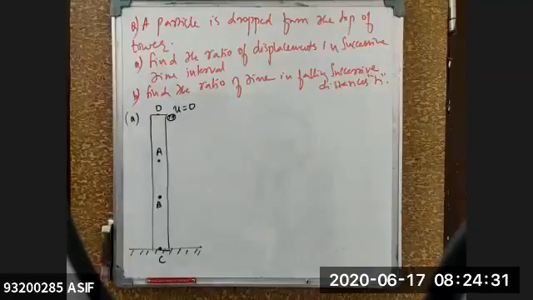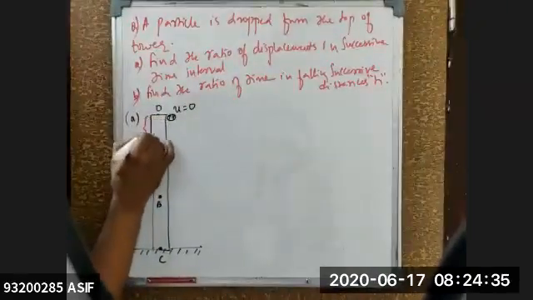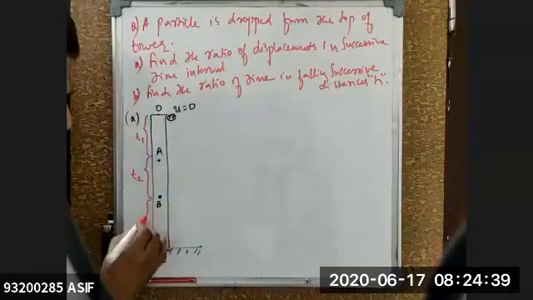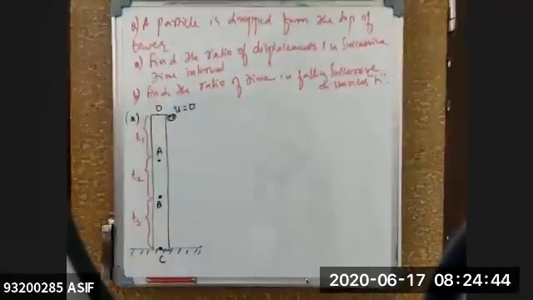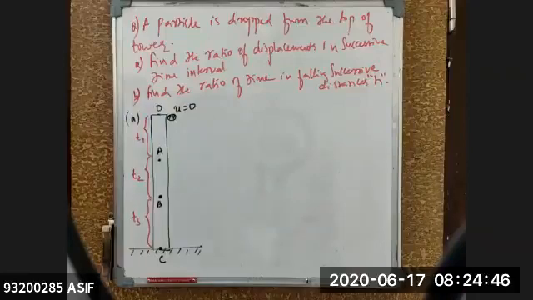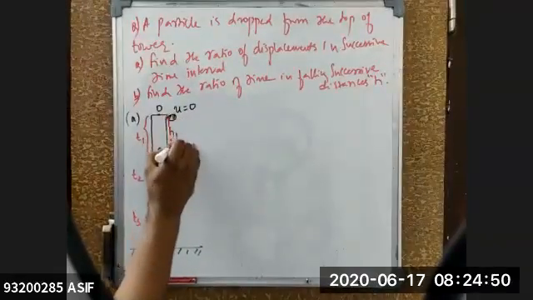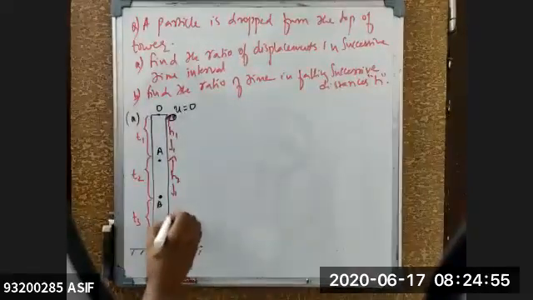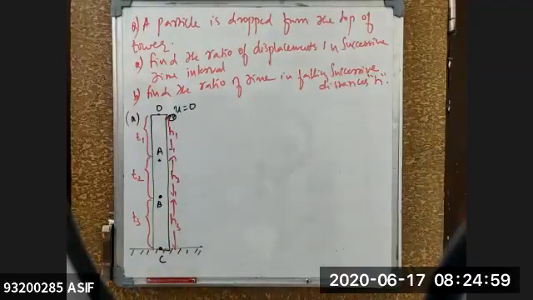Say from O to A it takes T1 seconds, from A to B it takes T2 seconds, and from B to C it takes T3 seconds. We are asked to find the ratio of the displacements in successive distances. The distance from here to here is H1, this one is H2, and this one is H3. We need to calculate the ratio H1 : H2 : H3.